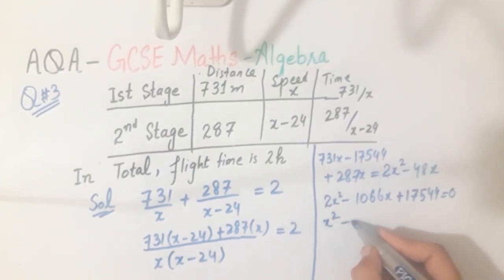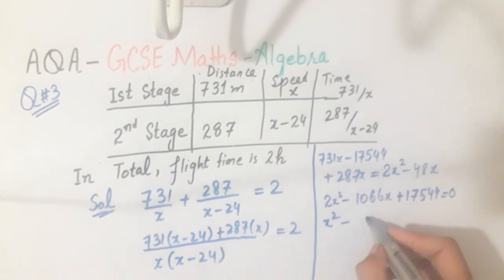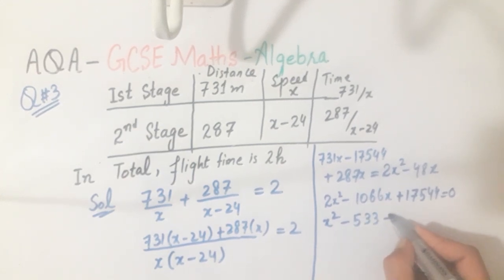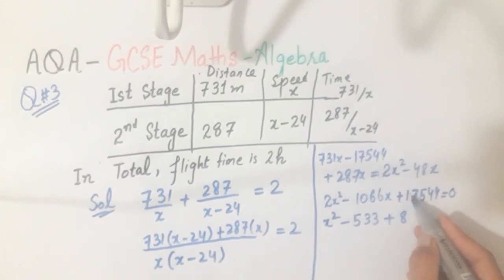So the remaining is x square minus 533x plus 8772 equals 0, when this is divided by 2.